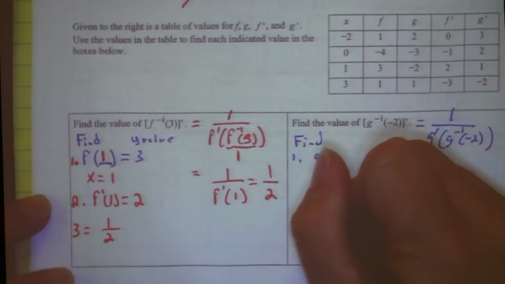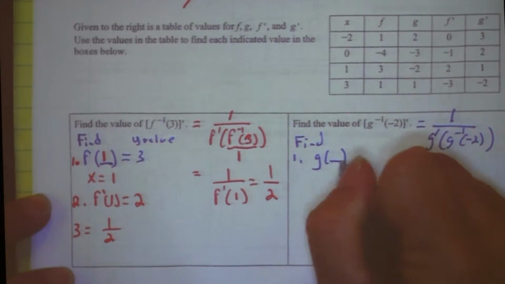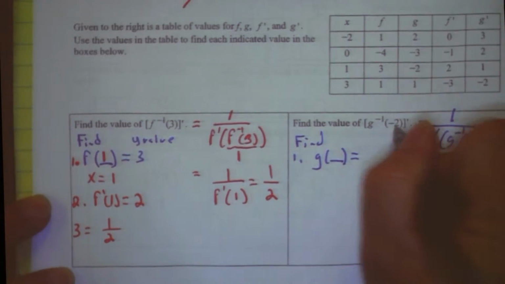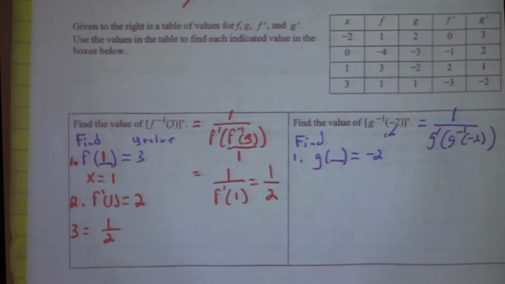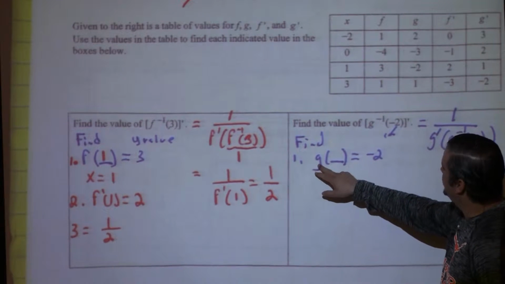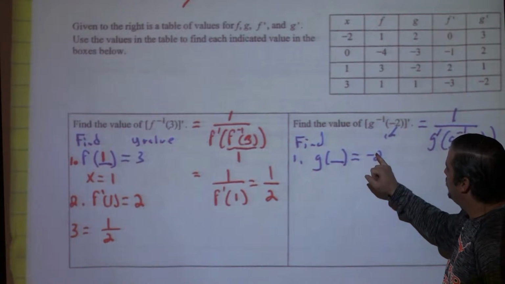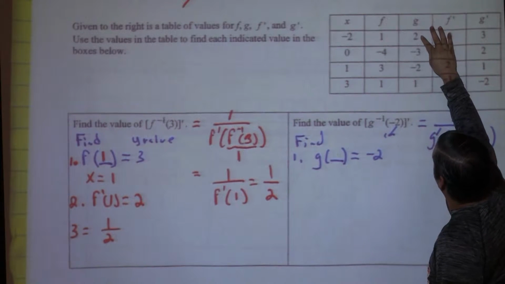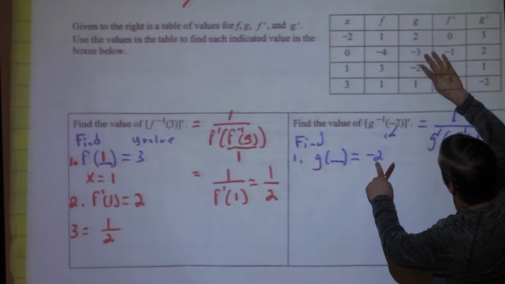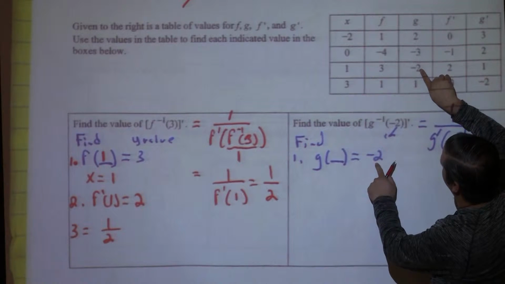Find out where g of what is equal to negative 2. Where do I go to look? What part of the table? We kind of need to look at it backwards, okay? So we're going to go to G, right? We're not looking for a y, we're looking for the x, right? So we'll go to G and figure out where the y for G equals -2.